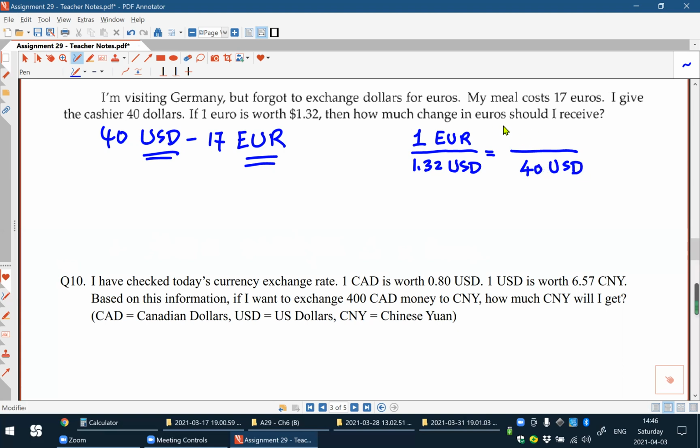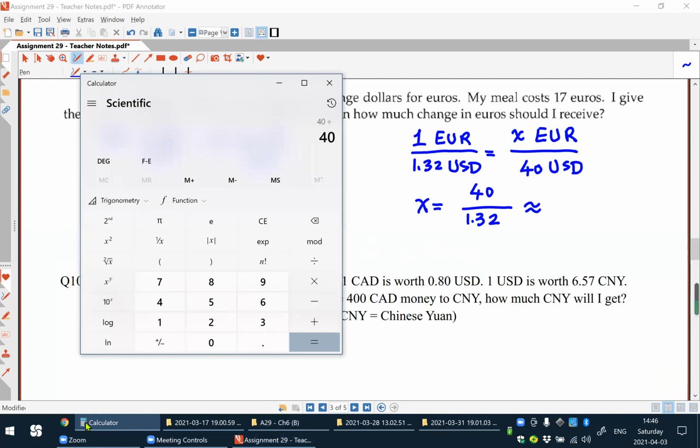And now we want to convert 40 US dollars. We want to know what's the value of the 40 US dollars in euros. So let's suppose it is worth X euros. So X here equals 40 over 1.32, right? Okay, so this is approximately 30.30.